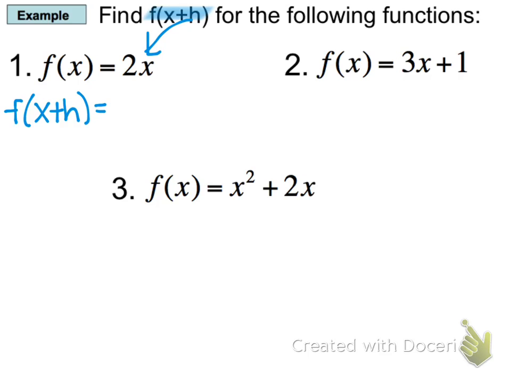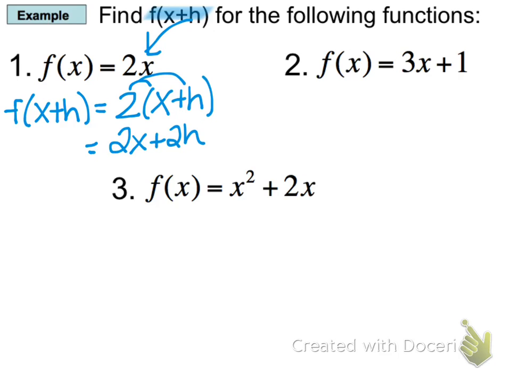So we're going to have 2 times x plus h. And here, some basic distributive property tells us that the answer is going to be 2x plus 2h.